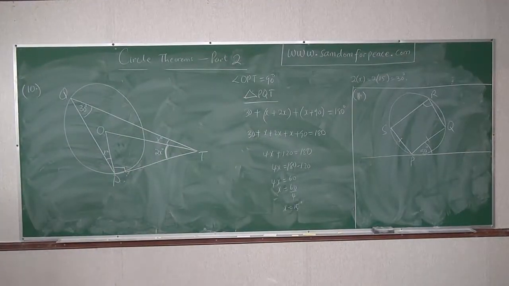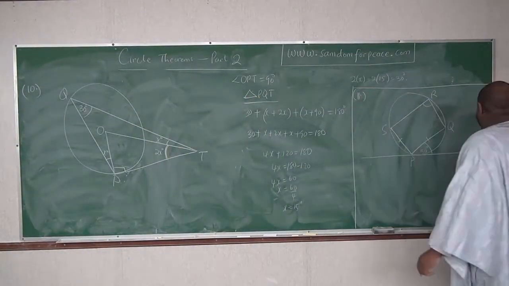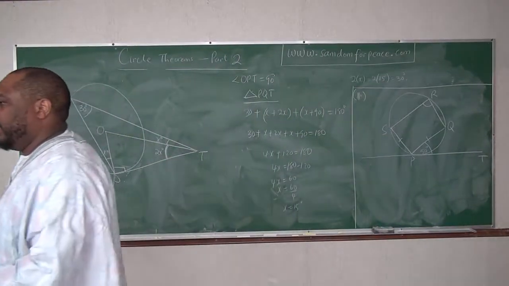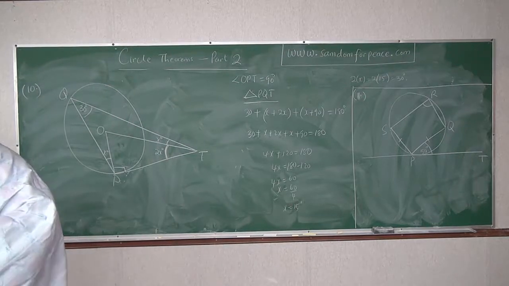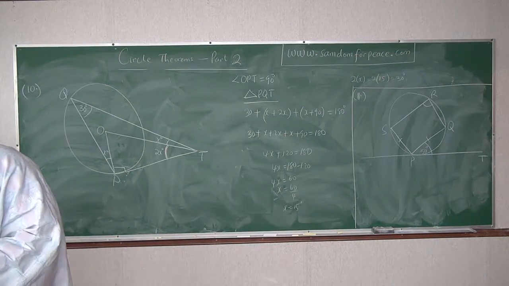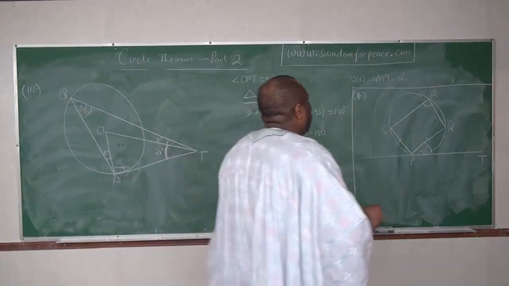It says here, PQRS is a cyclic quadrilateral in which PQ is equal to PS. PT is a tangent to the circle. And PQ makes an angle of 50 degrees with the tangent, as shown in the figure below. What is the size of QRS?